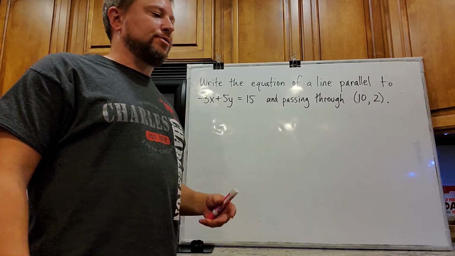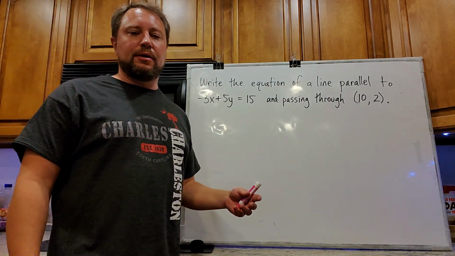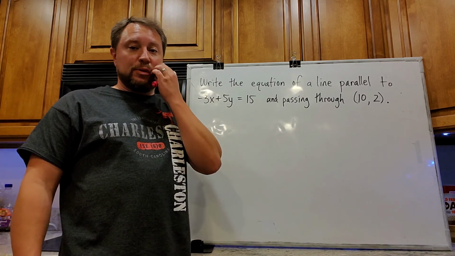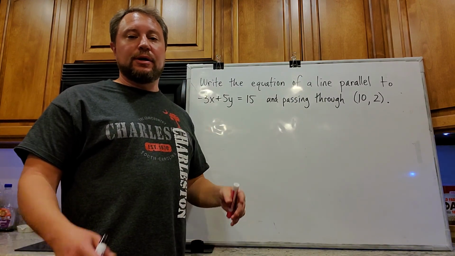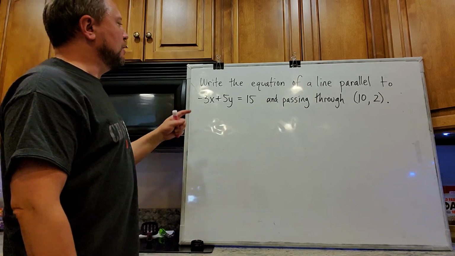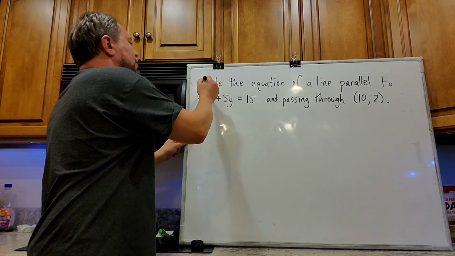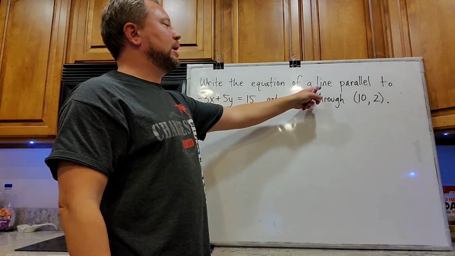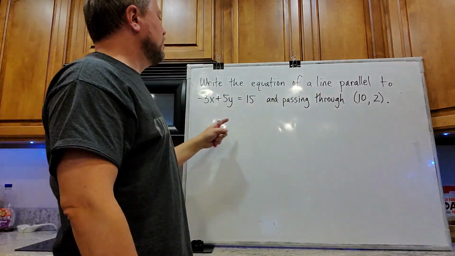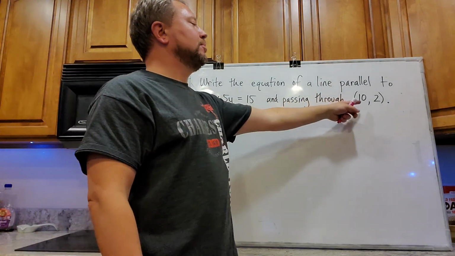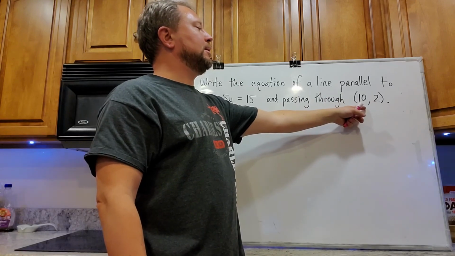Okay, now I want to start showing you some problems that you're going to find on your homework as well. So I'm going to give you a sample of each so you have an idea on how to do these. And one of the types of problems that you're going to run into on your homework will ask you to write the equation of a line that is parallel to this line and passes through this point, (10, 2).